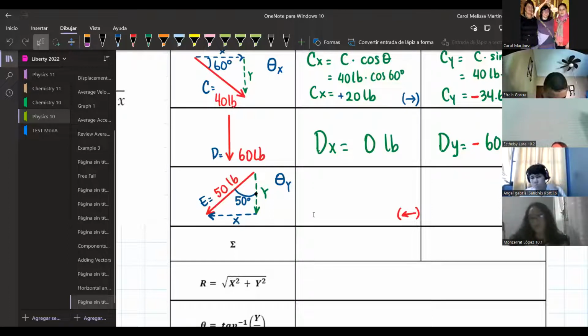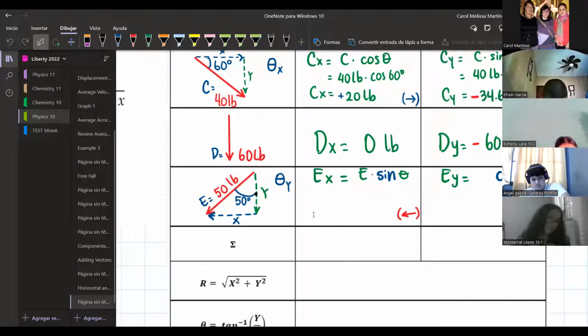Therefore, EX is going to use sine, and EY is going to use cosine. Only when we have vertical angles, we're going to flip the trigonometric functions, okay? So EX is going to be E sine of the angle, and EY is going to be the vector E cosine of the angle.